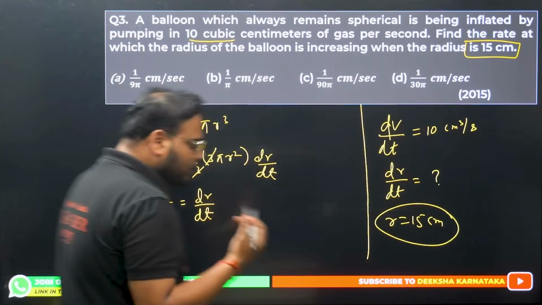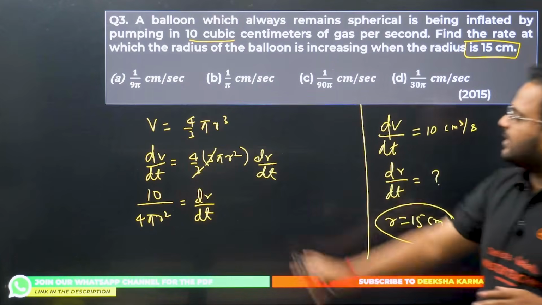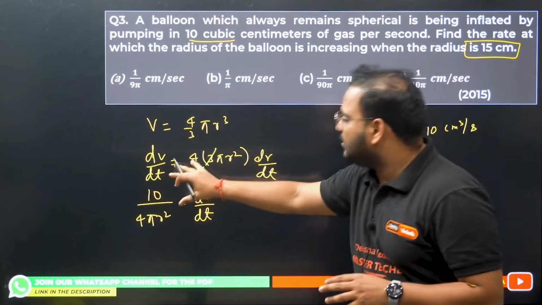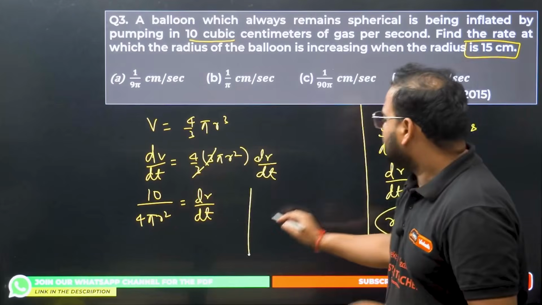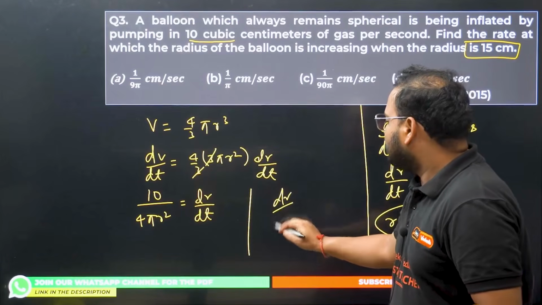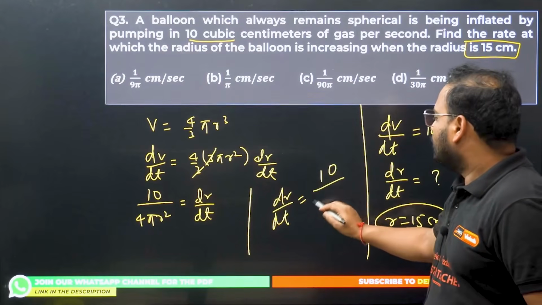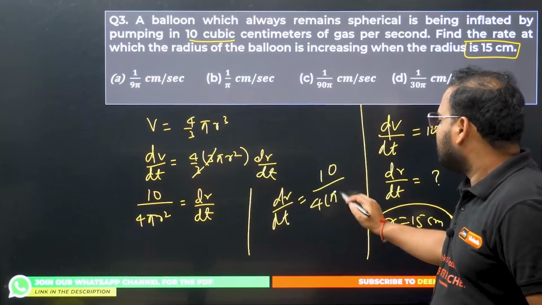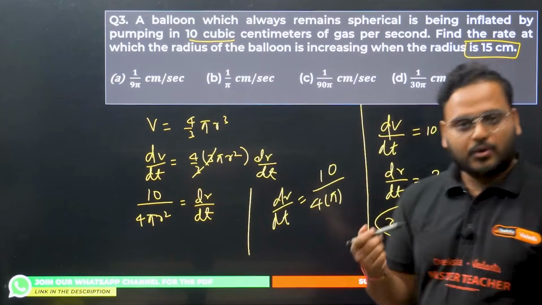Since we were supposed to find dr by dt, we were supposed to find dr by dt. That's why I've kept this over here and rest all on that side. What is left here? 4 pi r square. Okay, let's see the calculation now. So what I'm getting, dr by dt equals to 10 is there in the numerator, denominator 4 times pi of course is there, and r square. R is given as 15. Square of that is how much? 225 right here.